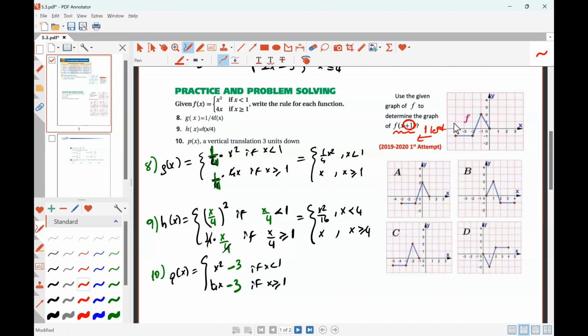So every point in this given graph will be moved 1 unit to the left. This point will be shifted 1 unit to the left here. This point will be shifted here. This point will be 1 unit left here. This will be here. Connect them. This and move up and down. So this red graph will be my answer, which is C. Option C is true.